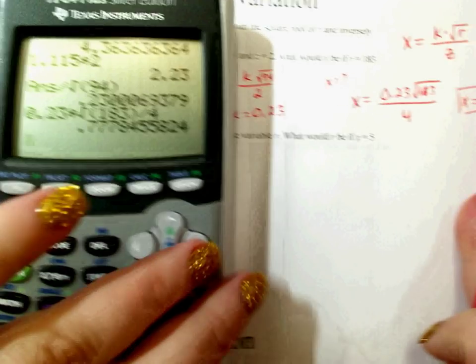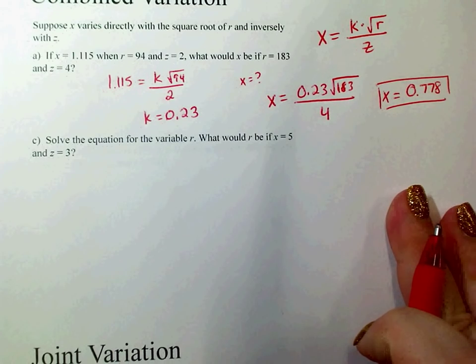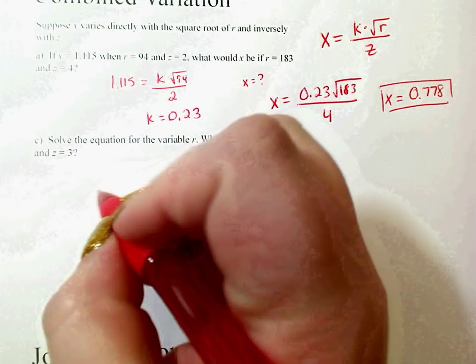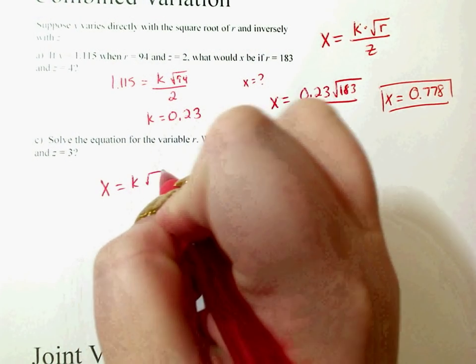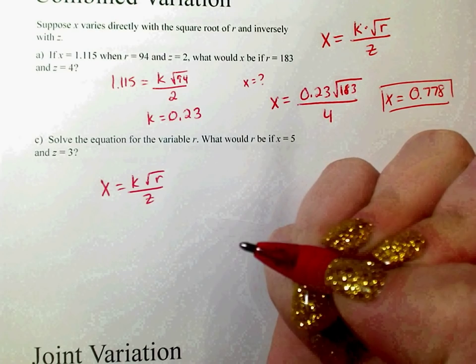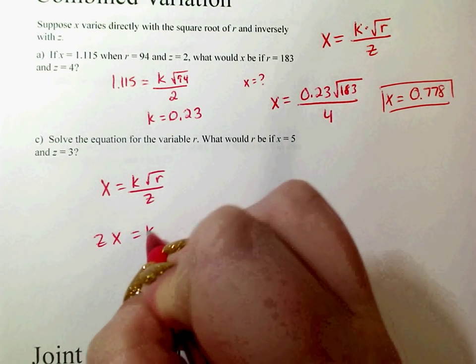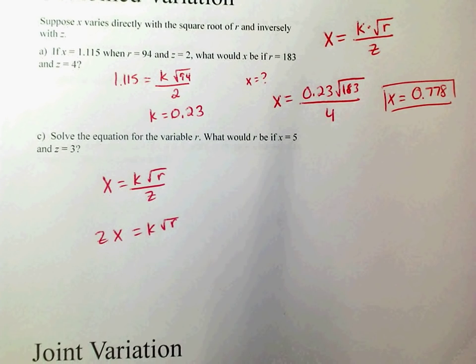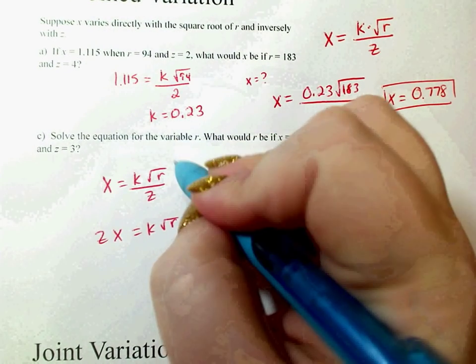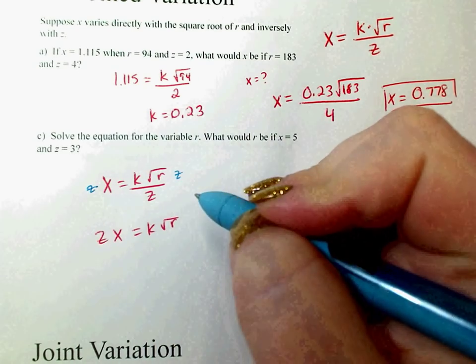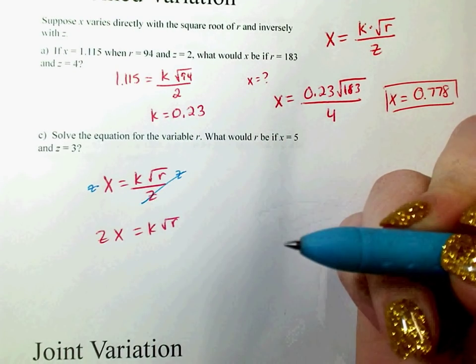It says solve the equation for the variable r. If I have x equals k times the square root of r divided by z, and I need to solve for r, I'm going to multiply by z. I got some of you, when you're multiplying both sides by z, you're multiplying this by z as well and leaving it there. The point of multiplying is that it goes away, right? So that's gone. I'm going to divide by k.